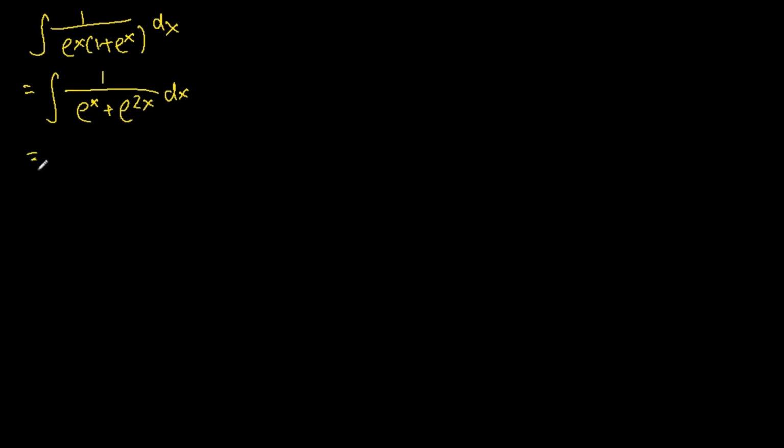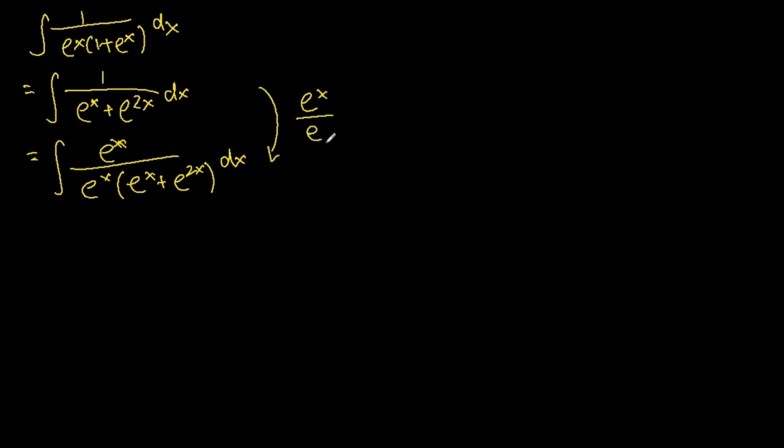Following which I will multiply the numerator by e to the power x as well as the denominator by e to the power x. Alright, and then this is the term after multiplying. Then I will expand the denominator once more. So I will have the integral of e to the power x over e to the power 2x plus e to the power 3x dx.